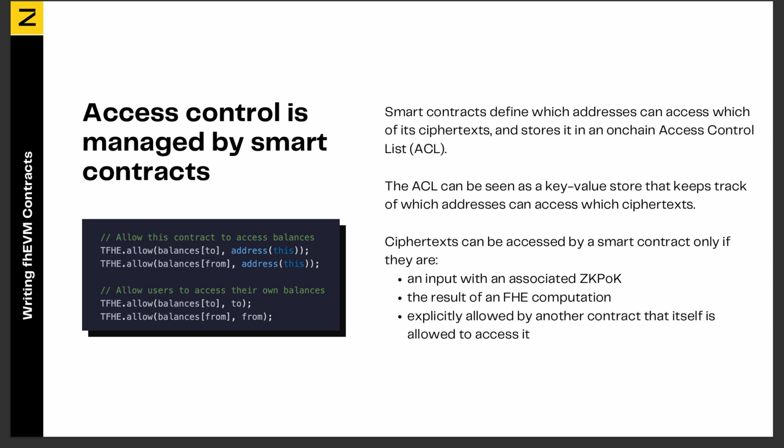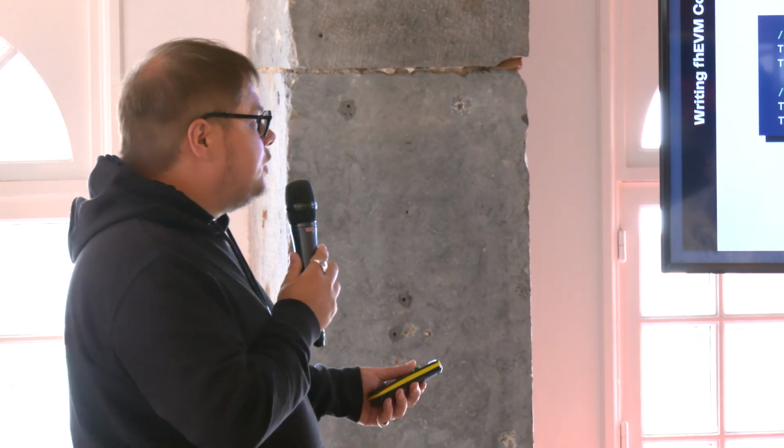Like you see the code, it's just saying that this ciphertext, I allow this address to use it, meaning we can process it or decrypt it. The next part will be presented by Peter, and this is about the decryption and re-encryption.